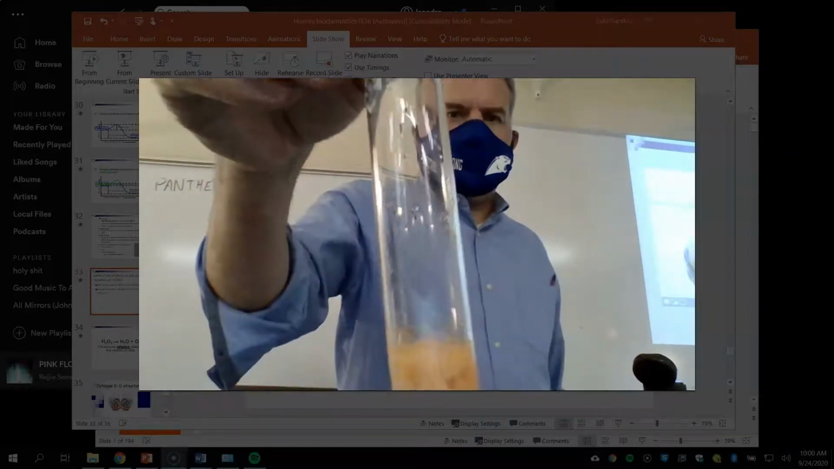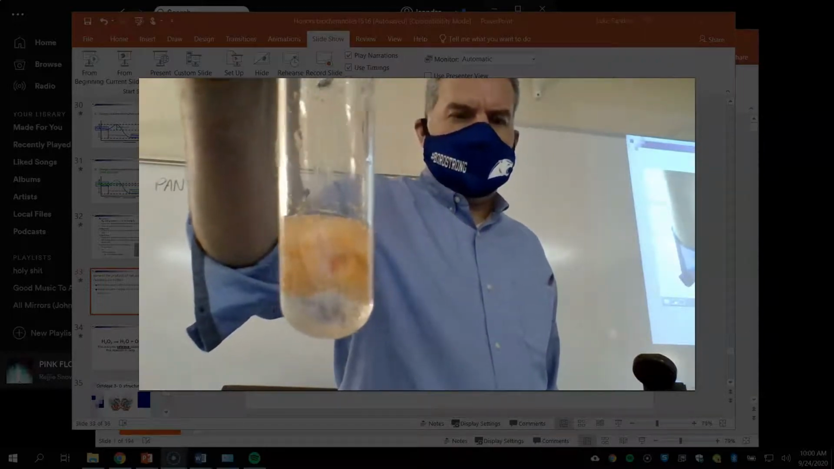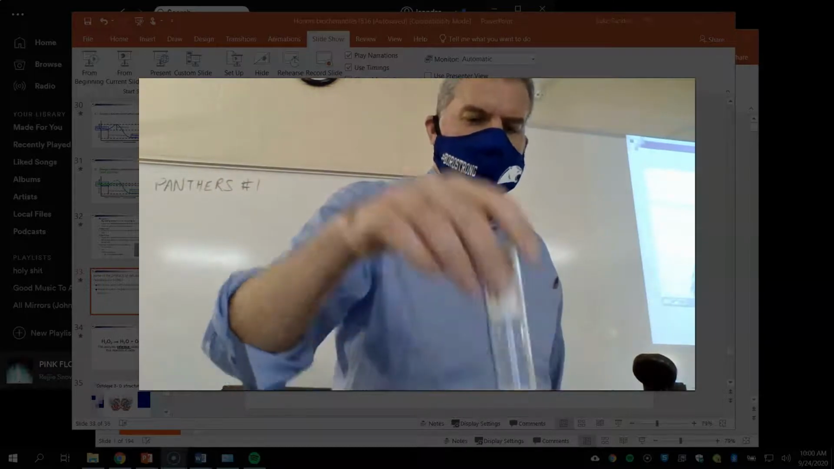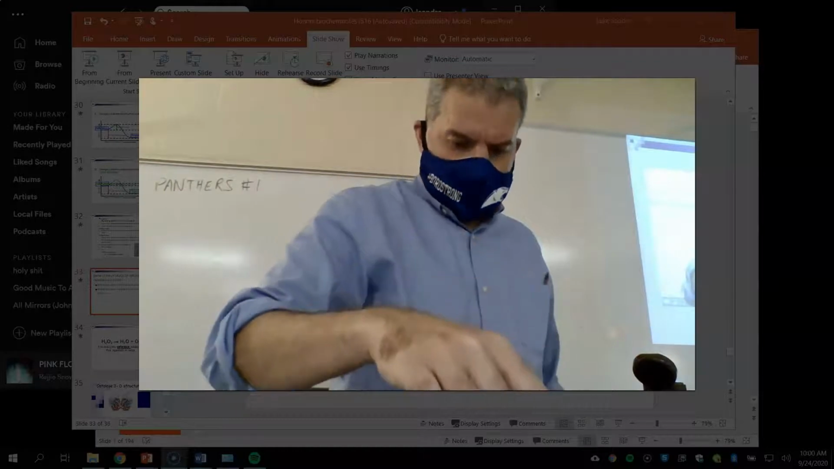Here's what the carrots look like. Again, still bubbling. Taters. All right, let's try beef.